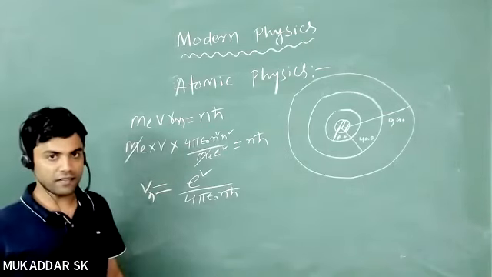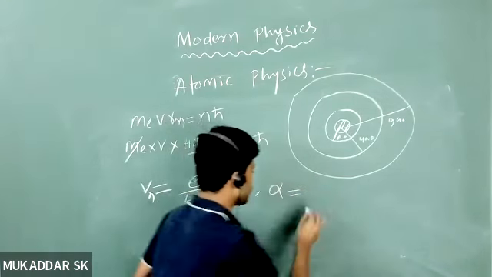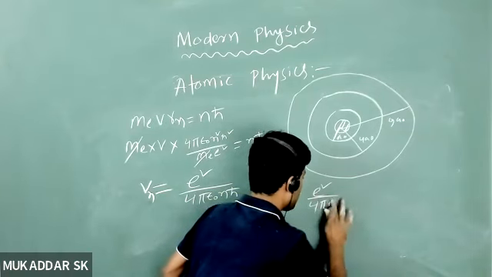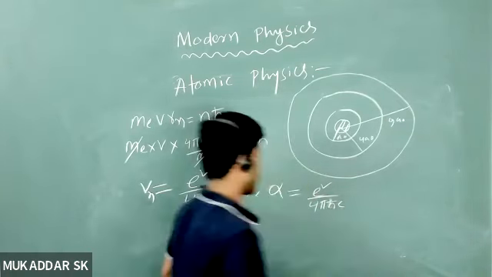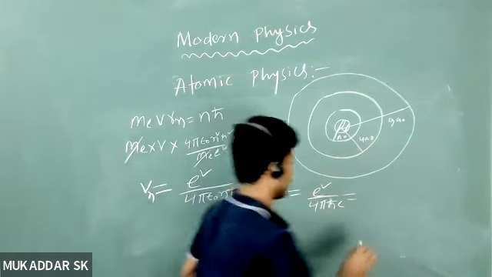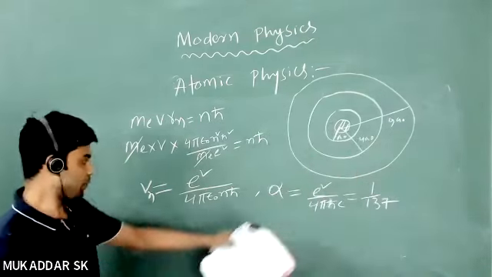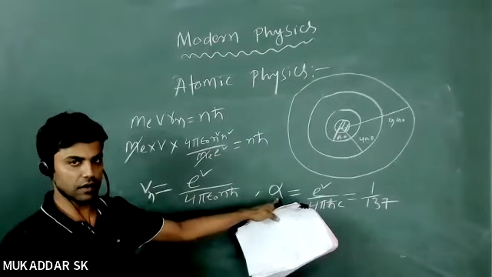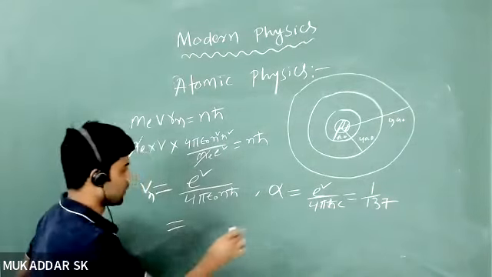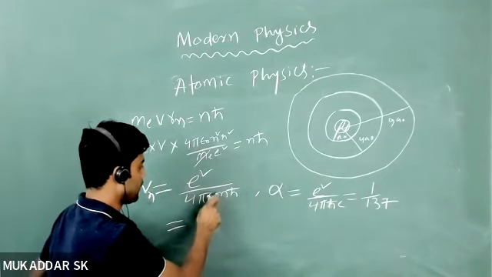Now let us define the fine structure constant, that is denoted by alpha equals e square divided by 4 pi epsilon naught h cut c. And if you substitute the electronic charge, Planck constant and speed of light, you will get 1 by 137. Now if you insert this fine structure constant alpha in this expression, how much will you get? You have this c here, but you don't have c here. So you have to multiply and divide by c.